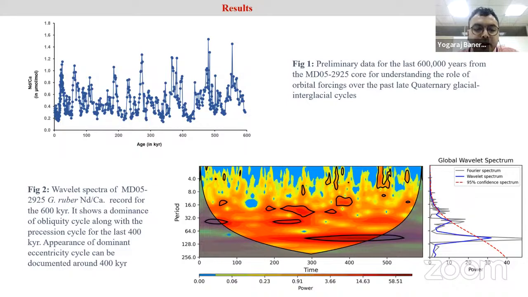And then we carried out the wavelet spectral analysis of this entire record, and our record shows a very interesting pattern. Throughout, we have the precession cycle, and also it is very interesting to note that till 82 kilo year we have this obliquity cycle also. But it is very interesting to note that there is a dominance of the 100 kilo year cycle in the record from around after 300 kilo year, and it persists till 550 kilo year.